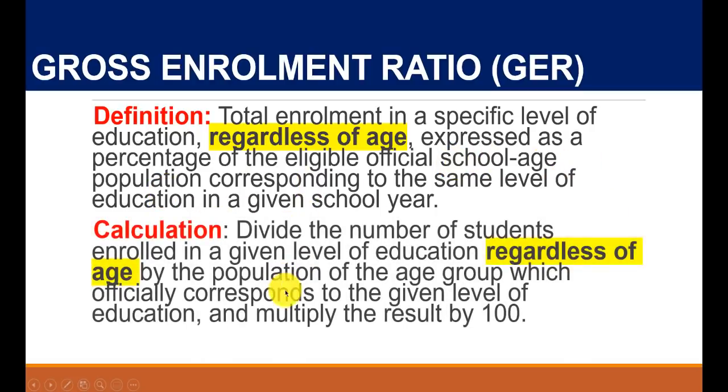And you calculate it by dividing the number of students enrolled, that's the 150 that we saw, in a given level of education, that's university, regardless of age, by the population of the age group which officially corresponds to the given level of education, and multiply the result by 100. So I told you, very simple. This over this times 100. That's all you'll be seeing for all the indicators we'll be looking at.